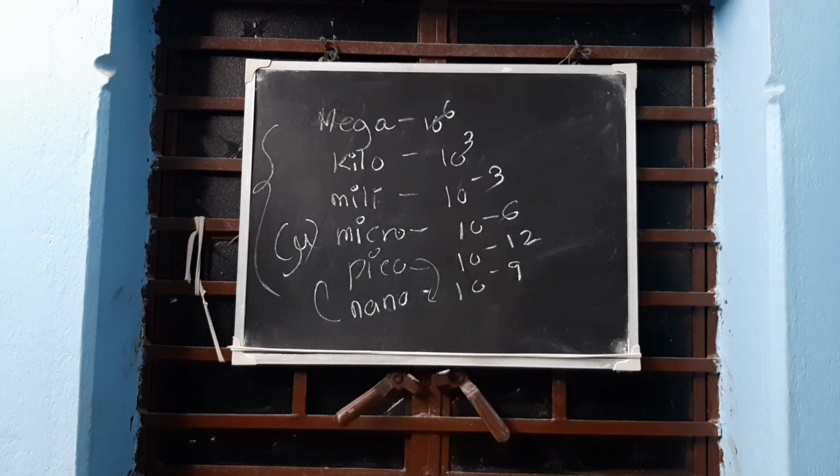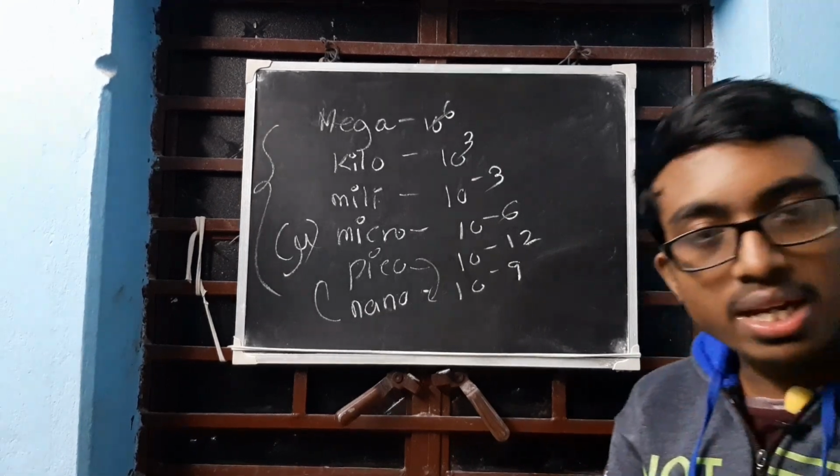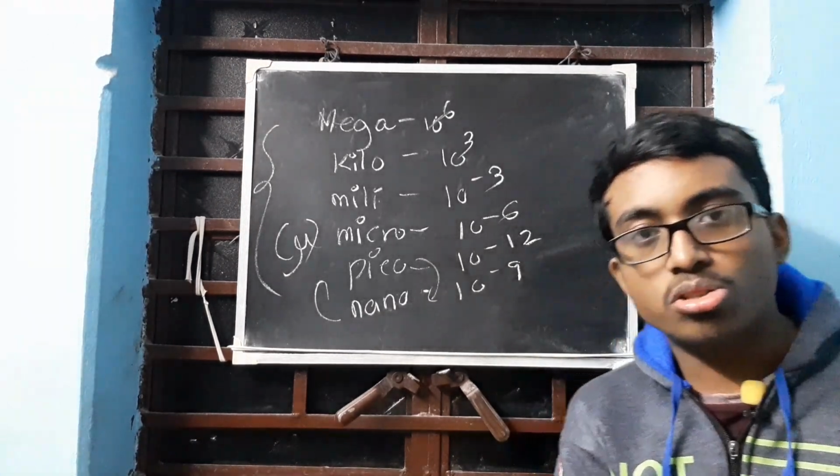Clear? So who is coming first in this list? Mega, then kilo, then milli, then micro, then nano, then pico. Don't think this is the end. A lot more are there: femto, zepto, yocto. But we are not going to deal with them because we don't use them often. These are the most often used, so you need to remember them. In dimensional analysis and in other numericals also you will need them.